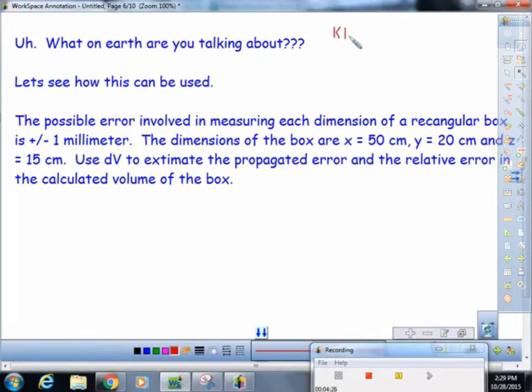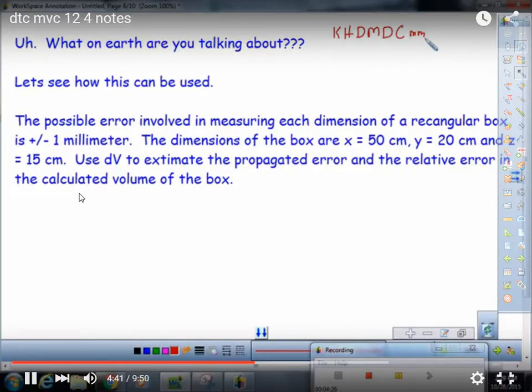We know we're trying to estimate the volume of a box and estimate the error in the volume of a box. They give you the error in millimeters, but the measurements of the box are in centimeters.